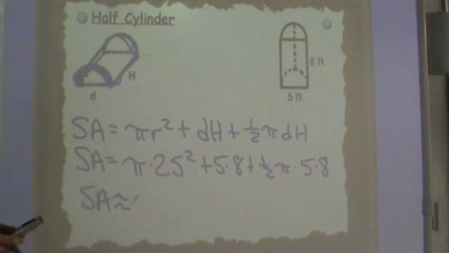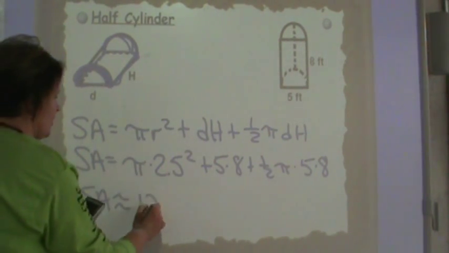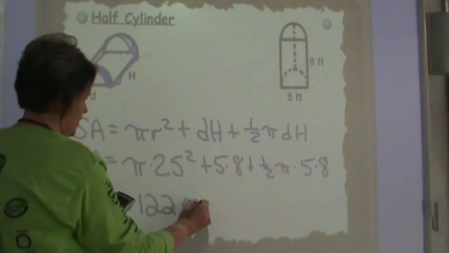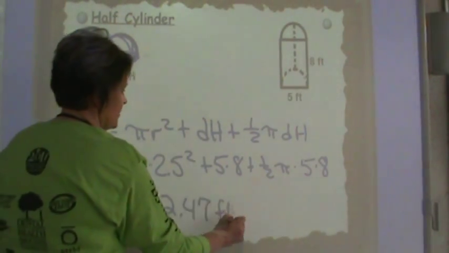Put that all in the calculator. And again, I'm not as concerned about this answer as I am the work. Okay, so pi r squared plus 5 times 8 plus half pi 5, 8. So I got about 122.47 feet squared, about.